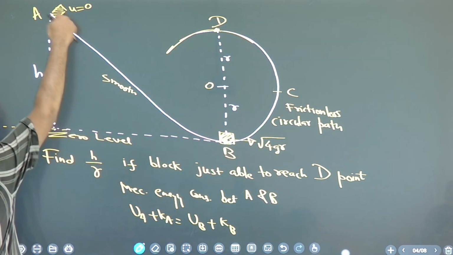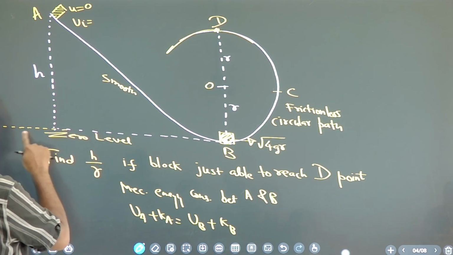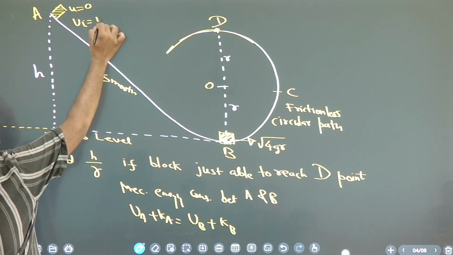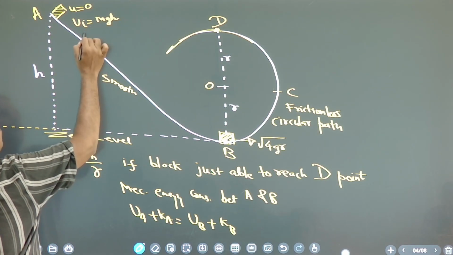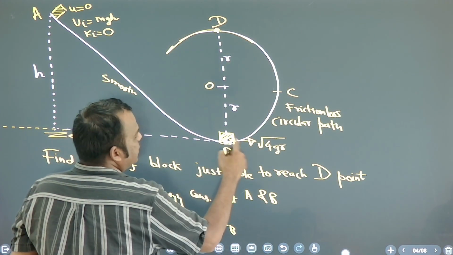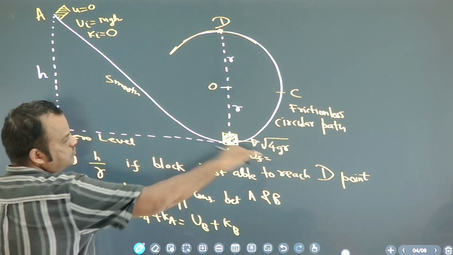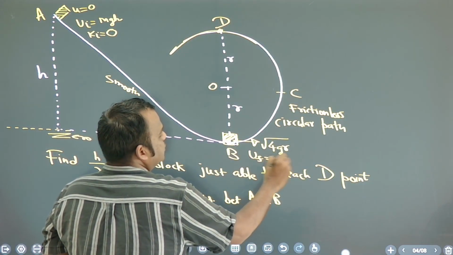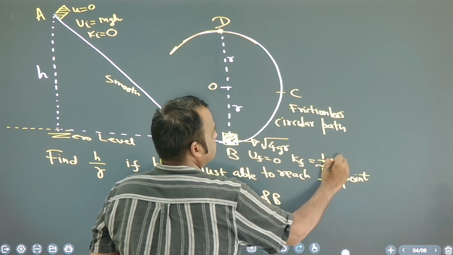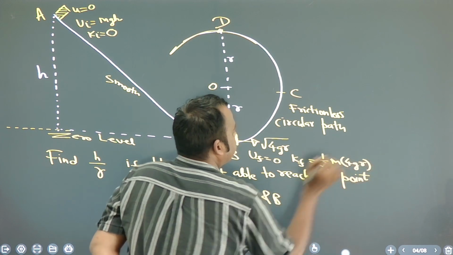So what is the initial potential energy? This is the 0 level. So what is U initial? mgh. What is K initial? 0. What is U final? 0. What is K final? Half m V square. What is V square? 4gr. Okay.